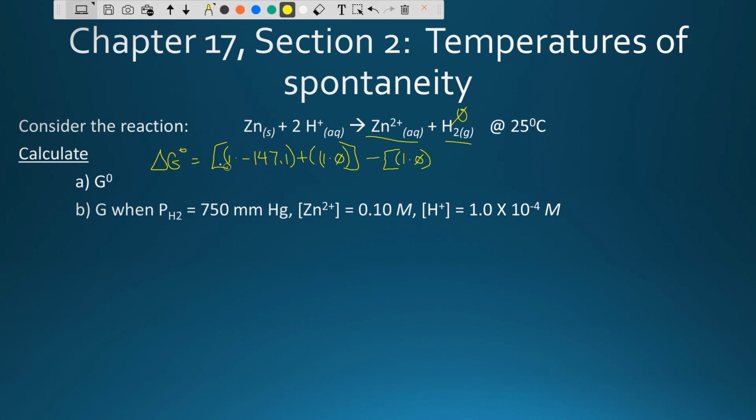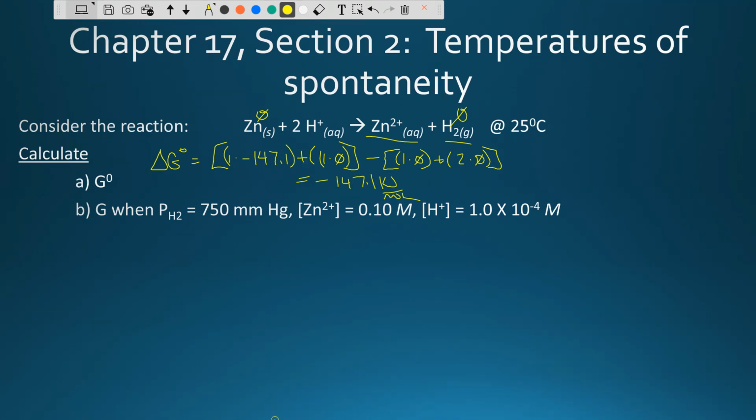And the reason this one's a 0 is because I have a solid on my zinc, plus a 2 times 0. Okay, and if I just look up the value for this, that ends up being 0 as well. And so I'll end up with my delta G then of negative 147.1 kilojoules per mole.